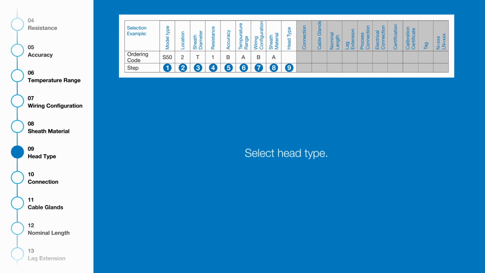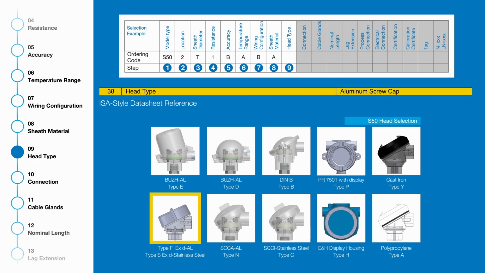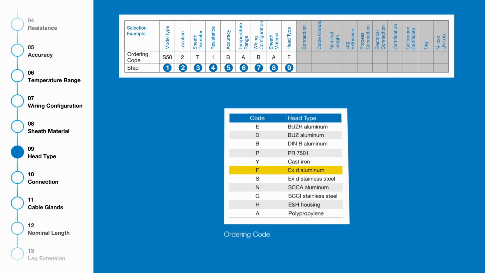Now we're going to select the head type. In this case, it was defined as an aluminum screw cap head, but the area classification is explosion proof. So therefore, we're going to select the code F, which is the aluminum explosion proof screw cap head.